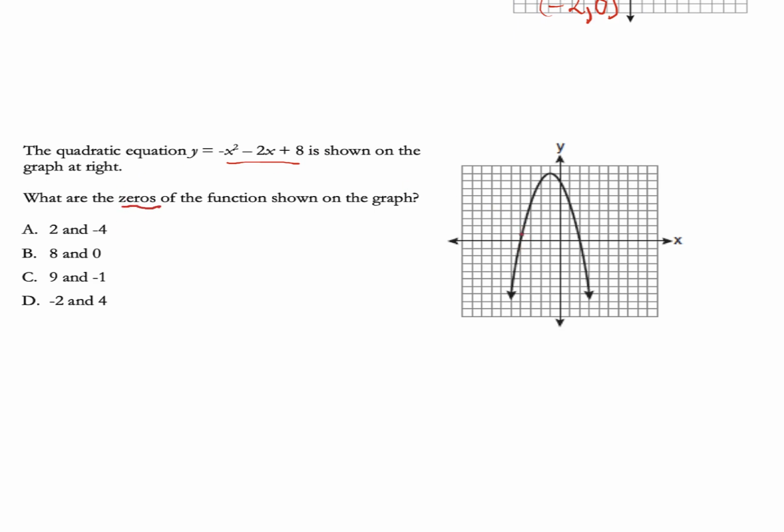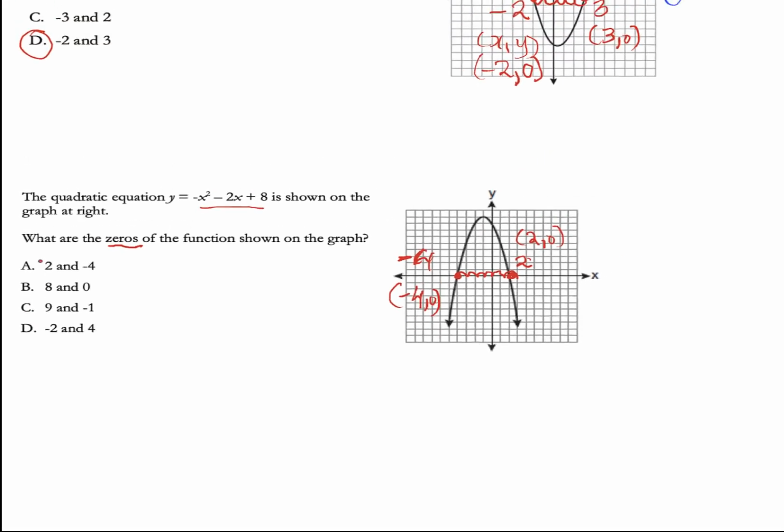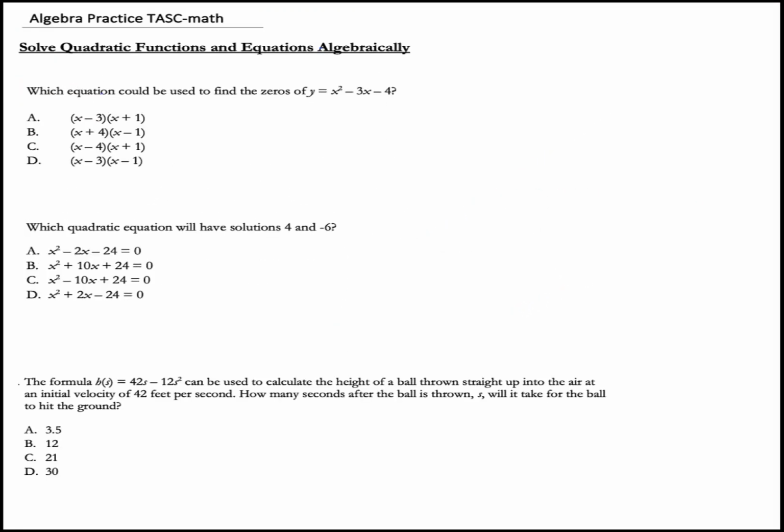Again, the zeros are where your graph cuts the x-axis, which is right here and right here. So this is the origin, so I'm going to the right, 1, 2, so that's a positive 2. If you write it as a point, it's 2 comma 0. If I go to the left, it's 1, 2, 3, 4. Because you went to the left, it's a negative 4. And if you wrote that as a point, it's negative 4 comma 0. So you're looking for 2 and negative 4. So your answer is A.